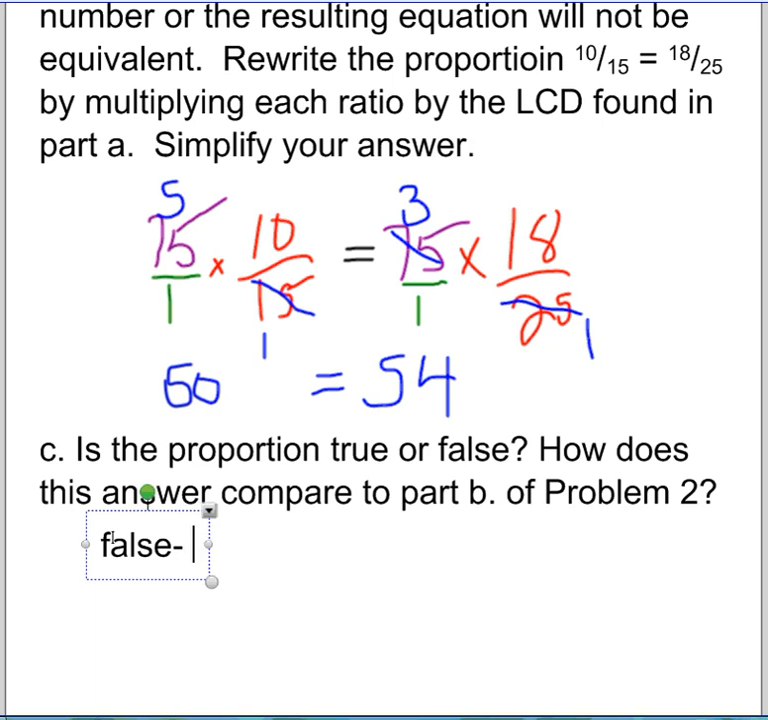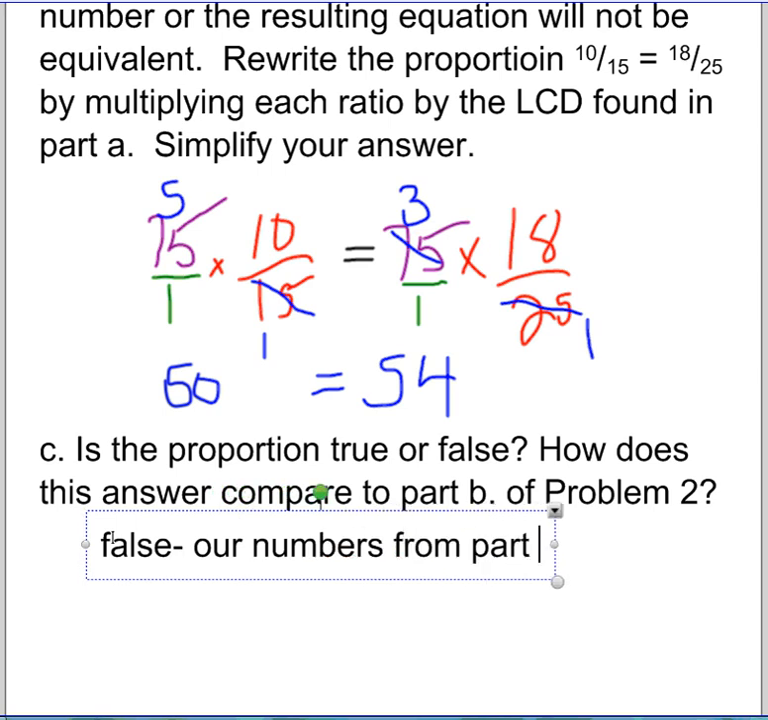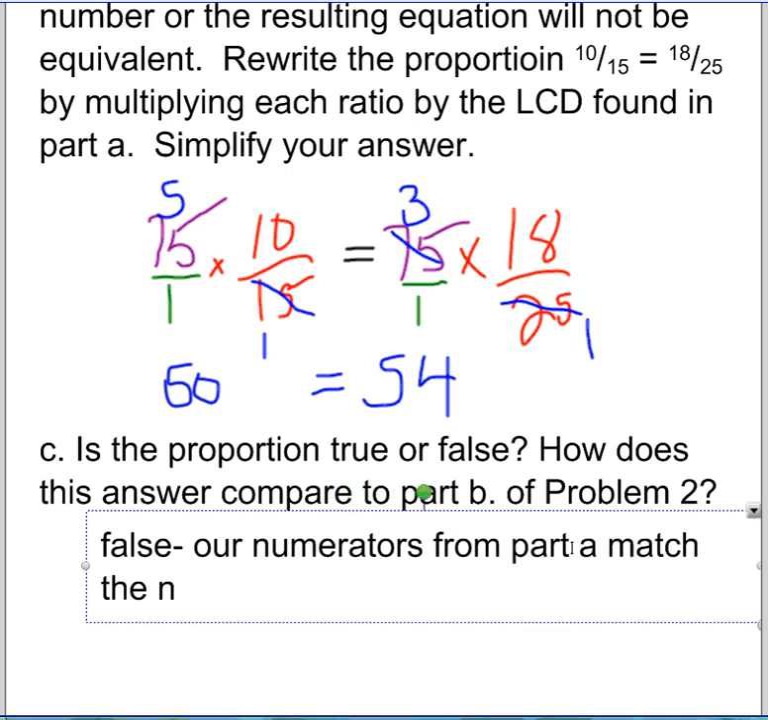And actually, if we look at that compared to part A, the numerators from part A match the numbers we get in part B. So we had 50 over 75 equals 54 over 75 earlier.